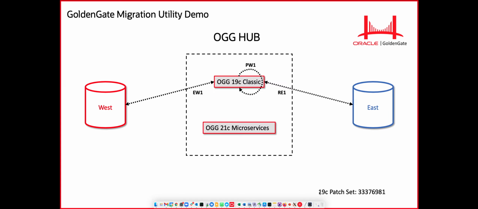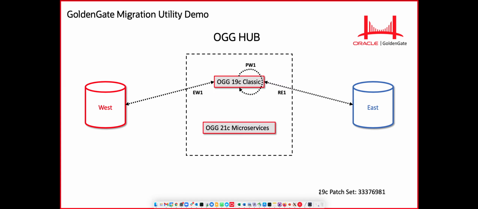As you see here on the screen, you can see EW1, which is my extract, a PW1, which is my pump that pumps locally to the same host, but to a different location. And I have a replica that applies remotely.